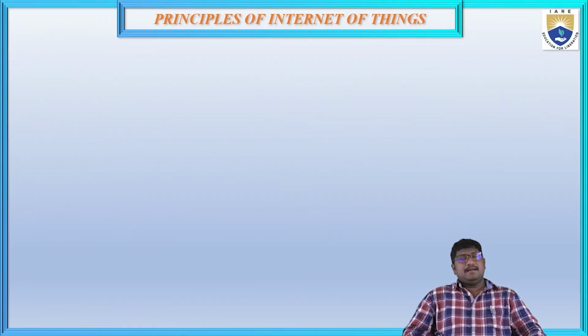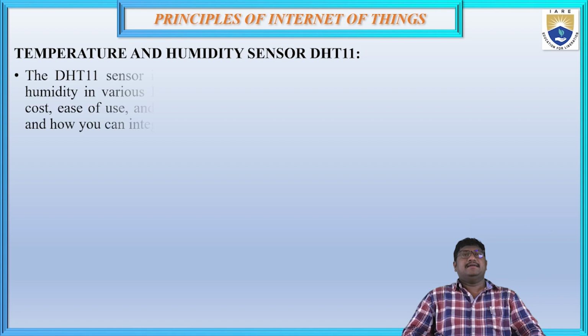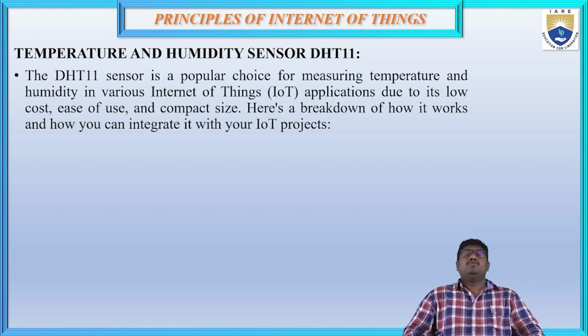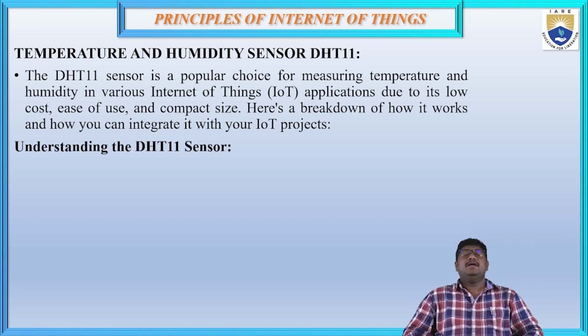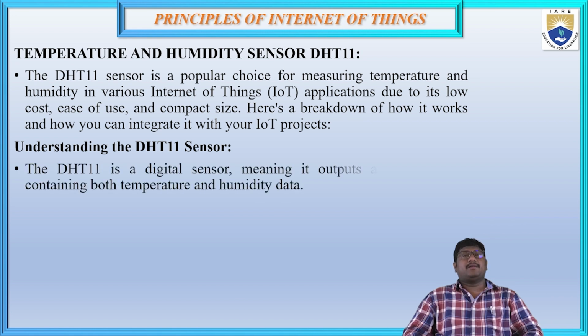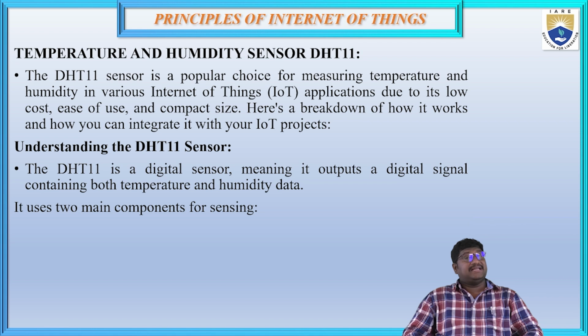And coming to the last topic, which is the temperature and humidity sensor, the DHT11. This sensor is a popular choice for measuring both temperature and humidity in various IoT device applications due to its low cost. It is very low in cost, very easy to use, and the compact size is also very convenient. How does it function? Let us know about this DHT sensor a little bit more. It is a digital sensor, which outputs a digital signal containing both temperature and humidity.